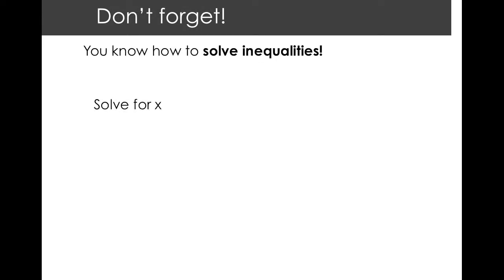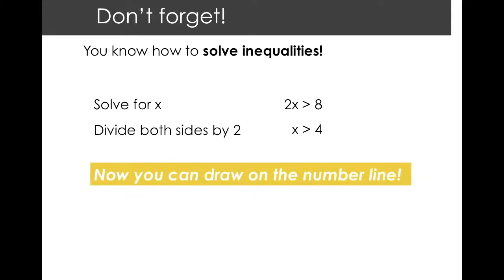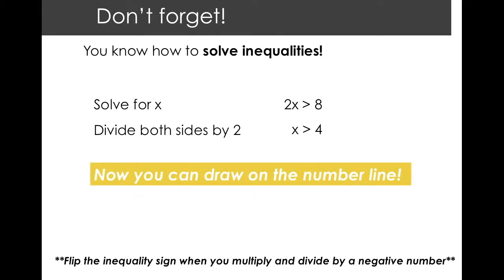Don't forget that you know how to solve for inequalities. You should know how to solve for x in this situation. You would divide both sides by 2, and you get x is greater than 4. And now you can draw it on the number line. You need to also remember the number one cardinal rule of solving inequalities like equations. When you multiply or divide by a negative number at any time when solving for x, you need to flip your inequality sign to whatever the opposite of it is.